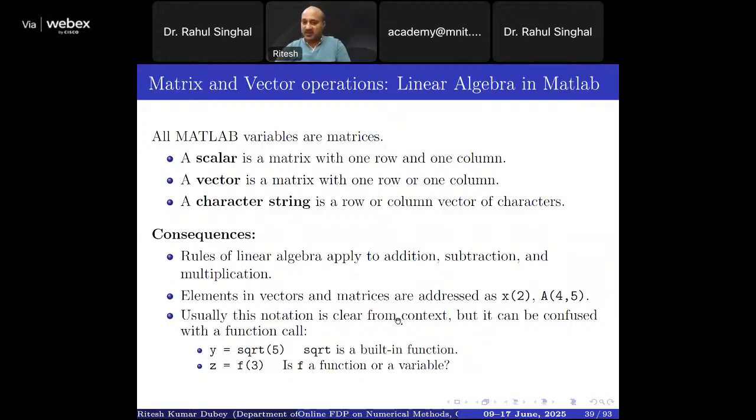So these notations are clear from the context, but can be confused with the function call. For example, here x is a vector and you are indexing with the value 2. Here sqrt is a function with the argument inside. Okay, and f is a function.